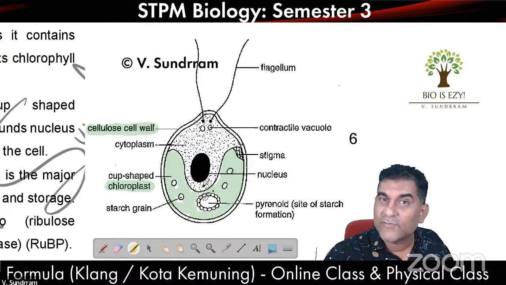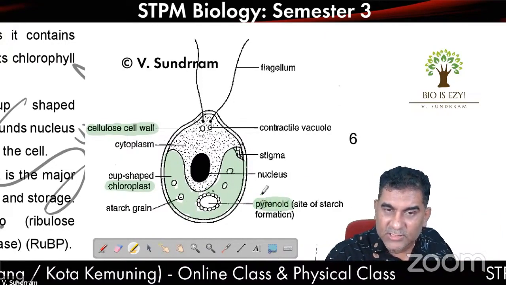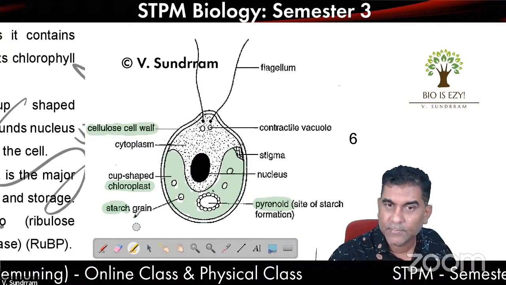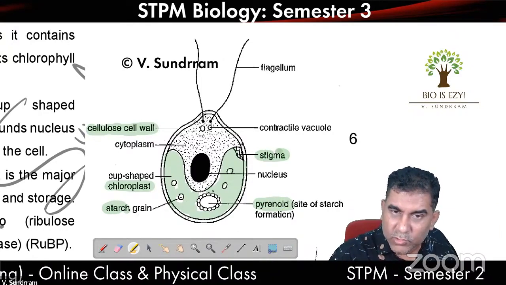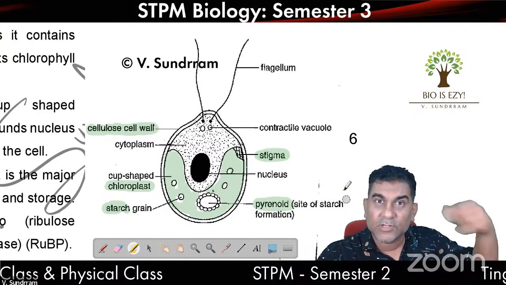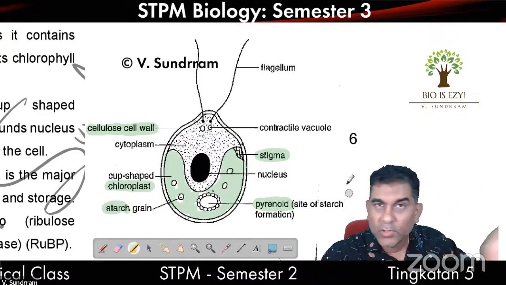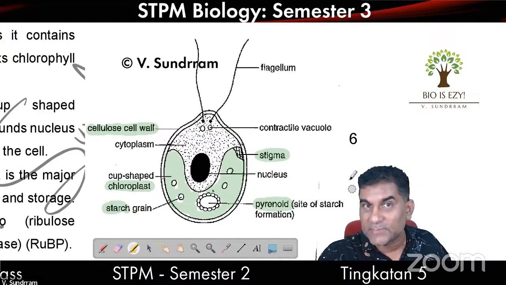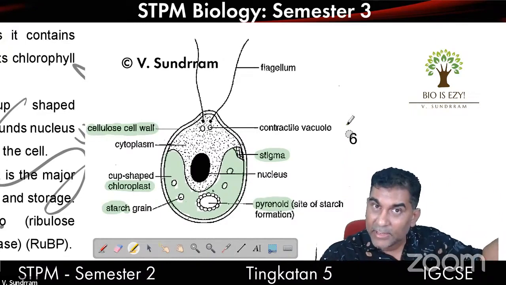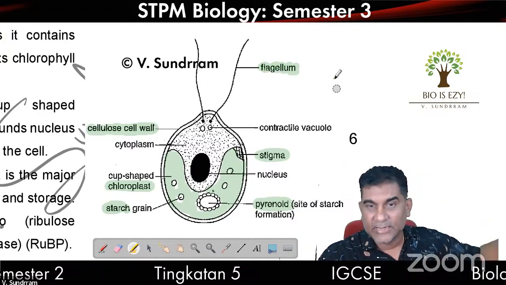Other extra information, they have something called pyrenoid, where starch is produced. They store starch. They have stigma, also known as the red eye, to detect light, because they need to do photosynthesis. They need to move towards the place where there is higher light intensity. They move, meaning they can move. They have flagellum to move towards the light.